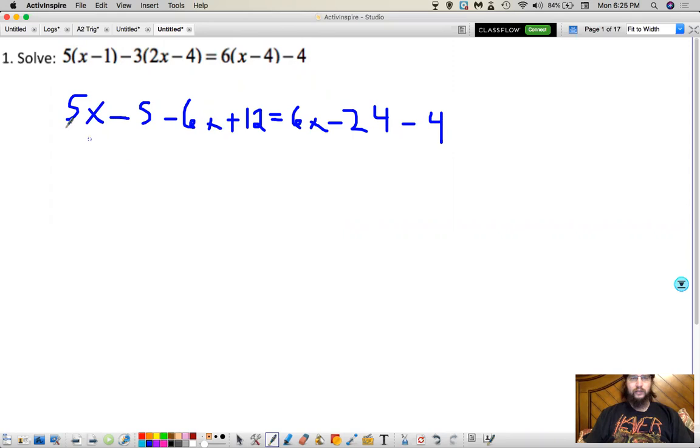On the left side, I got 5x minus 6x is negative x. Negative 5, positive 12 is a positive 7. On the right side, I just got 6x. And I've got negative 28 over here.